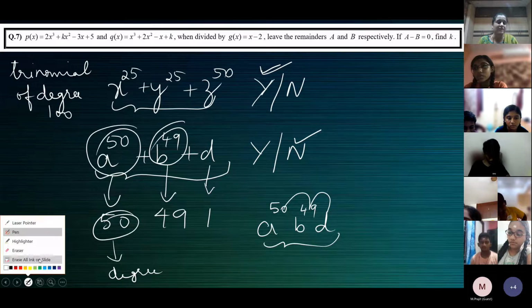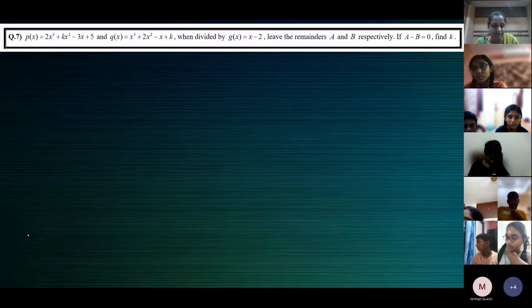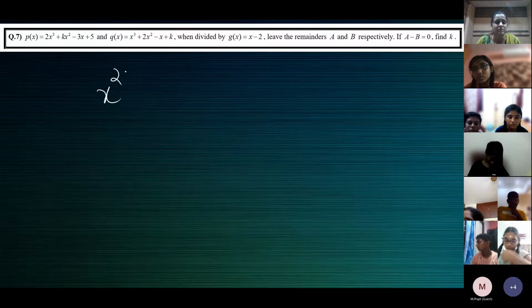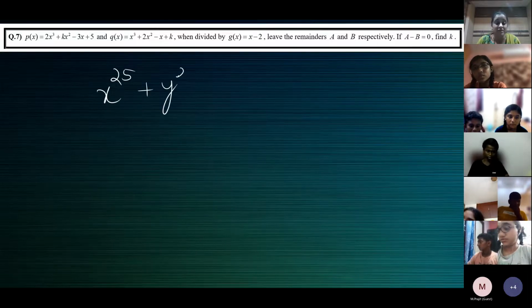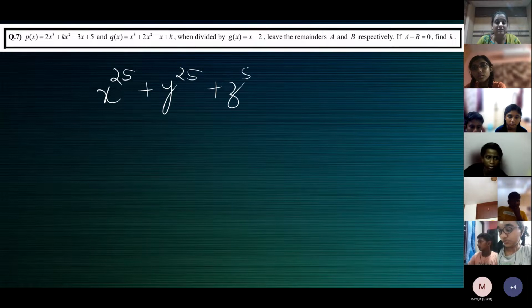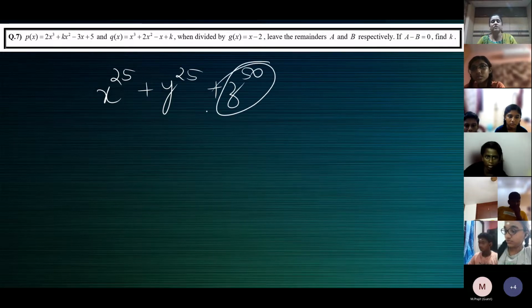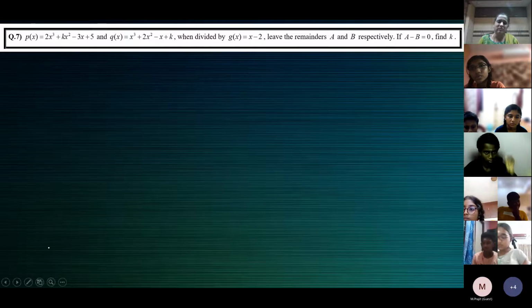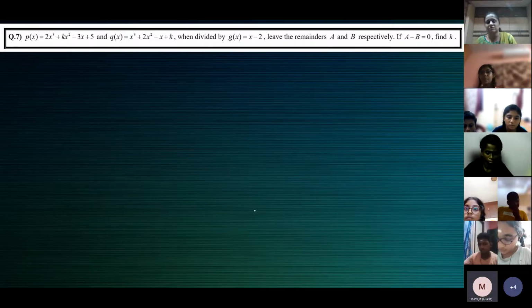So we'll have to be very careful. Sometimes it is deceiving. When you're asked to comment about the degree of this polynomial, suddenly we'll feel, yeah, it is 100. But it is not 100. Be careful. It's only 50. So I think this is enough, no? We have understood. Yes, ma'am.